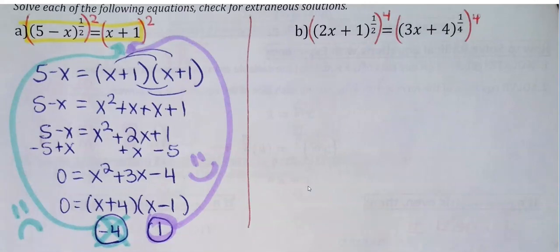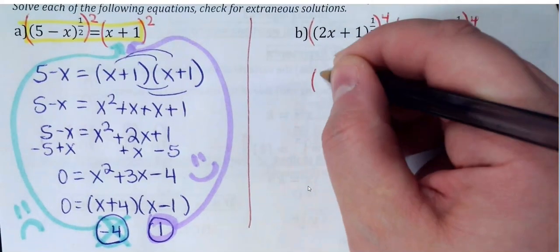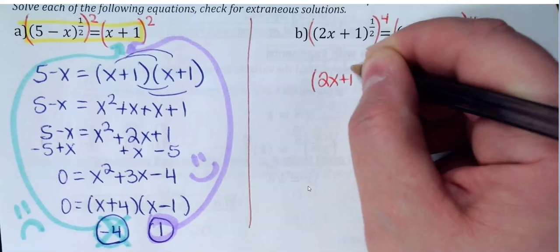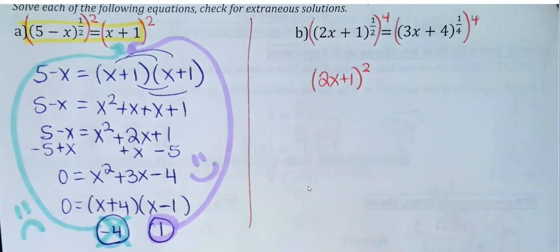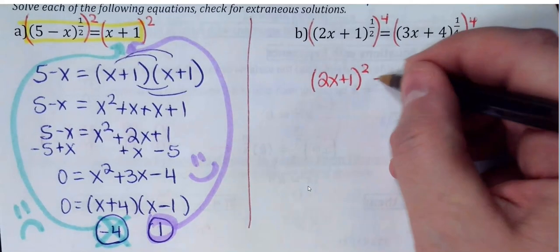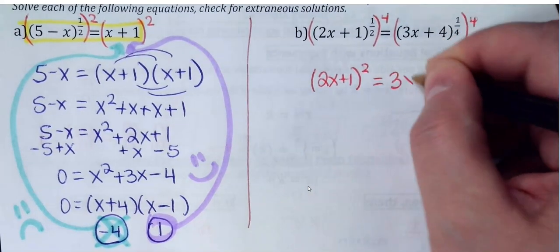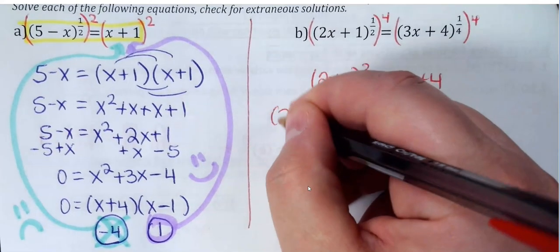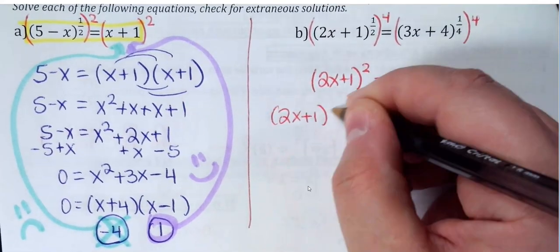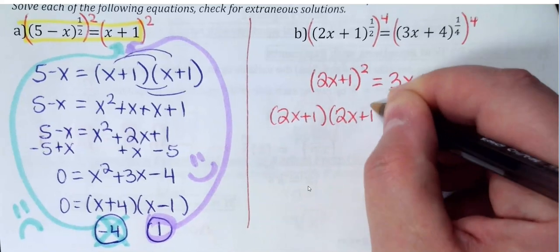Now, because I'm still going to have an exponent over here, I'm going to have 2x plus 1. What would my exponent be? 2, half of 4, because you're multiplying a power to a power. Okay, now, this side's just going to be 3x plus 4. No worries. Now, on the left, though, I do need to do a little bit of a FOIL here, or box, if you want to draw yourself a box.